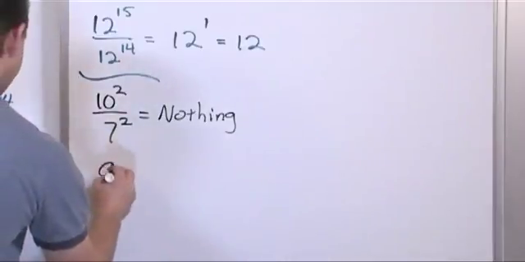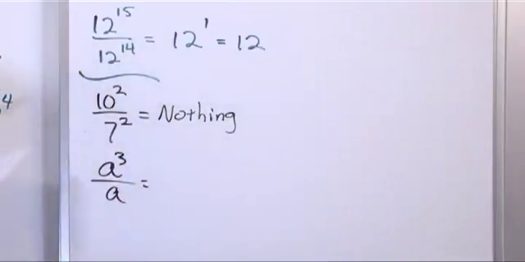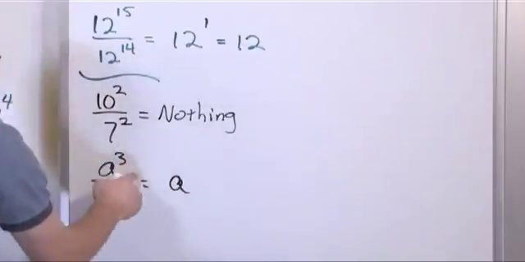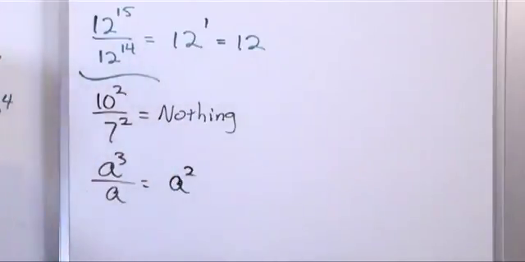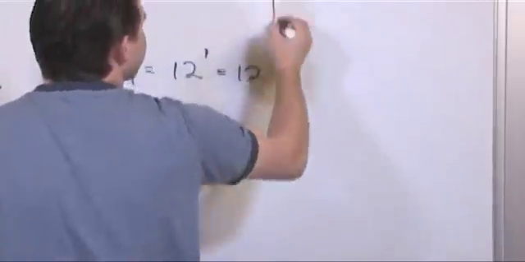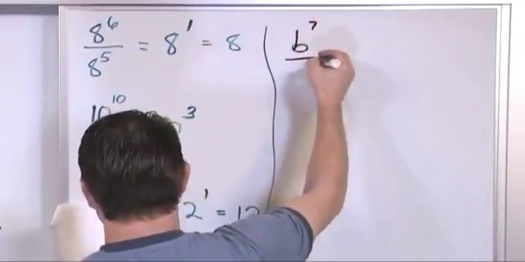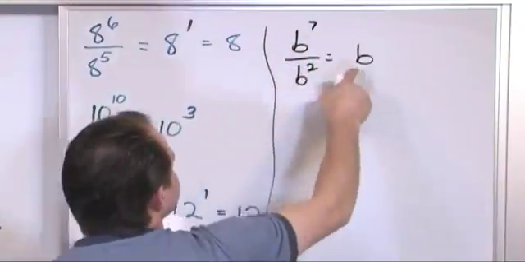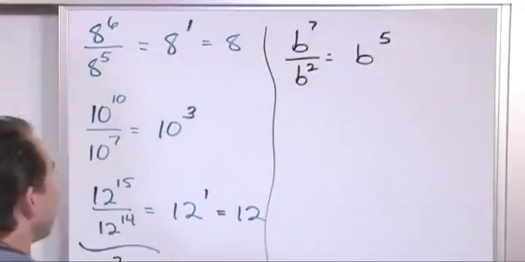Now what if I have a cubed divided by a? Well, I have the same base, so it's going to be a. 3 minus 1, because there's an implied 1 here, 3 minus 1 gives me 2. Let me go up here to give me a little bit more room. What if I have b raised to the power of 7 divided by b squared? Well, I have the same base, so I write that down. 7 minus 2 should give me 5, so I'm going to have b to the power of 5.